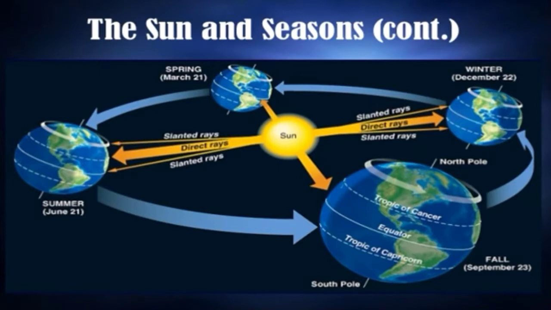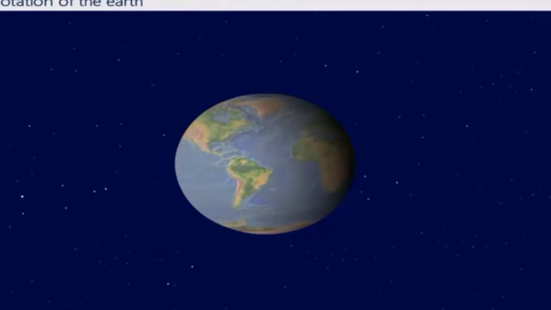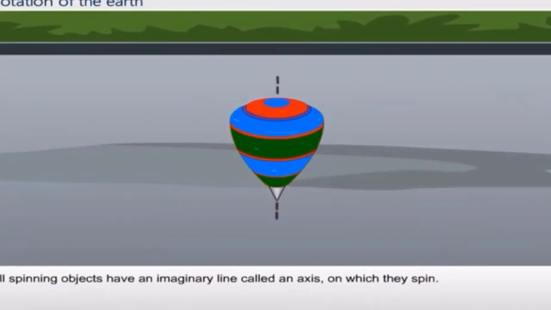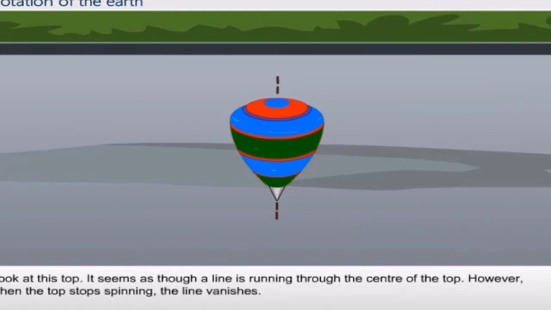Children, you are going to witness the sun and the seasons with the help of video. Here in the picture you are seeing the sun and the seasons, and how the earth is rotating. All spinning objects have an imaginary line called an axis on which they spin. Look at this top. It seems as though a line is running through the center of the top. However, when the top stops spinning, the line vanishes. See how the top is spinning.